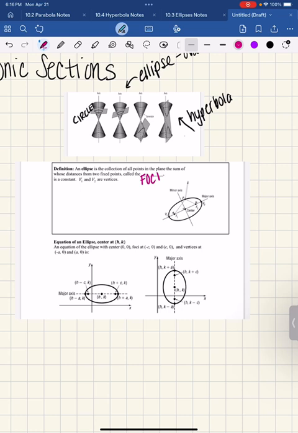So what I want you to do is imagine you have these two fixed points and you have thumbtacks and a piece of string attached by these thumbtacks. If the string is pulled tightly, and here's my pencil with my string, and I pull the string all the way around, what is created is an ellipse. And an ellipse could be vertical or an ellipse could be horizontal.